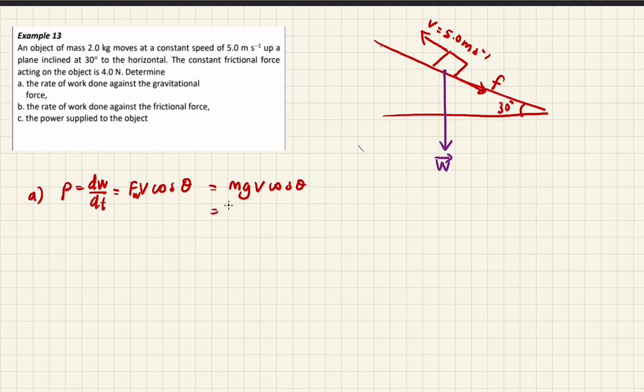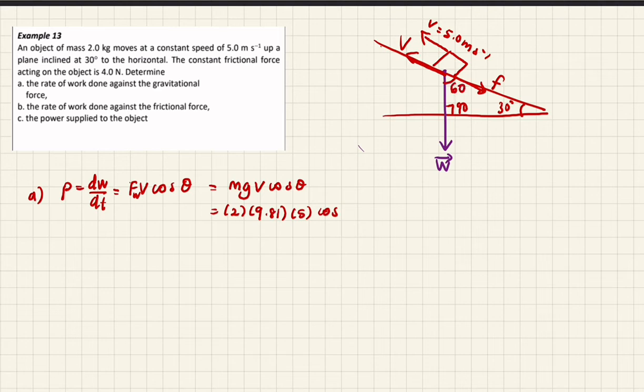Okay, so the mass of the object is 2, g is 9.81, the velocity is 5 meter per second, and cos theta. Theta is the angle between the velocity and our weight. So kita tengok velocity kat sini, this is our weight. So kita cari angle satu-satu. Kalau kat sini is 30 degree, here is going to be 90 degree. So kat sini is going to be 60 degree.